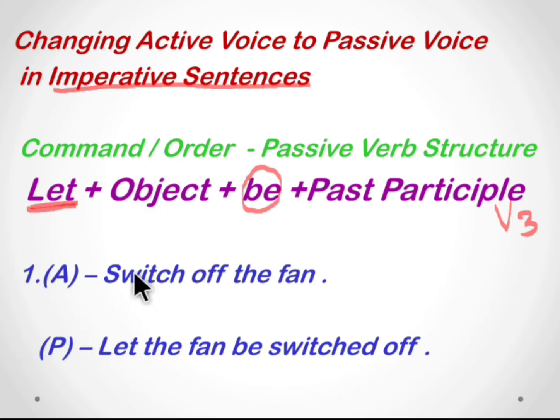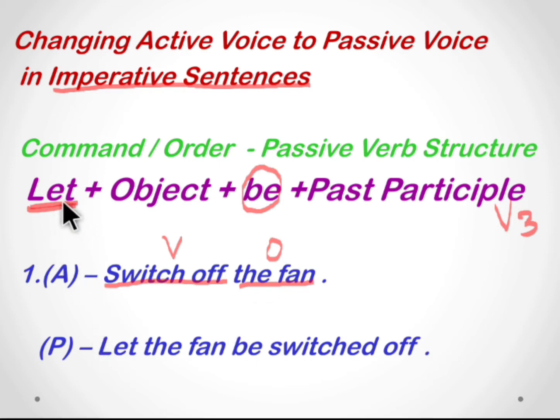The first sentence, switch off the fan. We should always note that in the commanding sentence, that is an imperative commanding sentence, we have usually a verb and an object, or a verb and a complement. We do not have a subject. So switch off the fan. Here, switch off is the verb, and what to switch off? The fan. So this answers to the question what, and so the fan is the object.